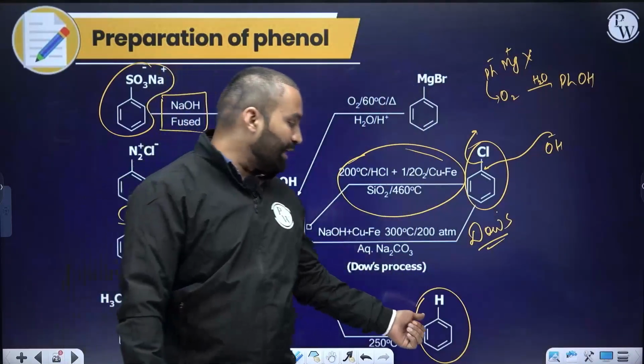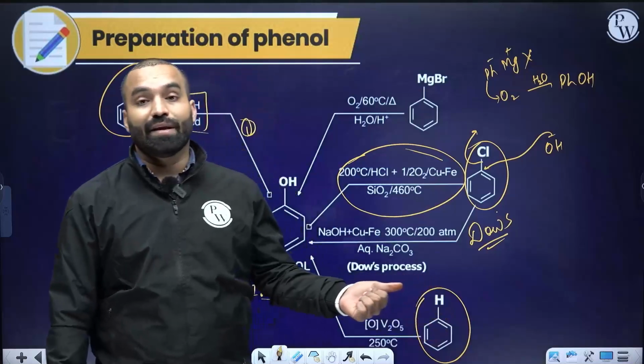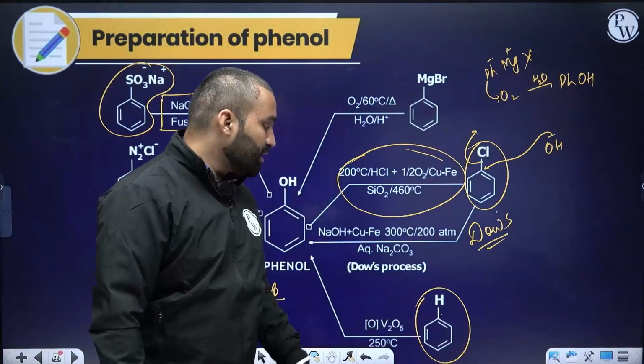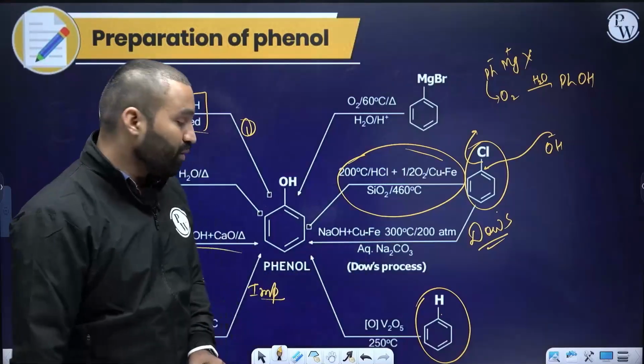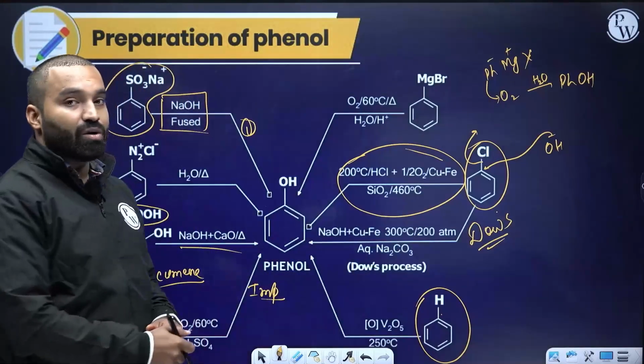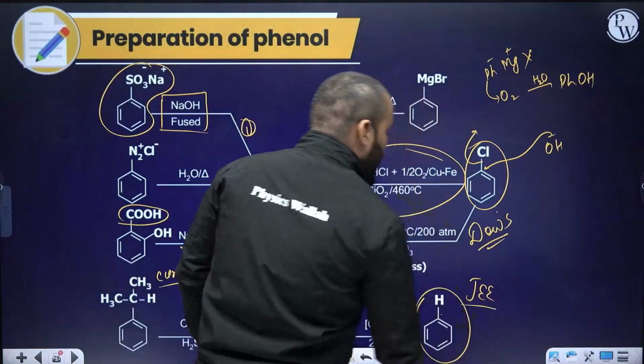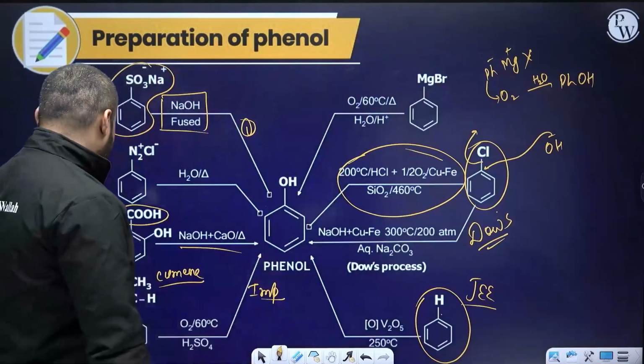Why? Because hydrogen of the benzene ring is not very reactive. So you can still oxidize it. You can insert oxygen here in the presence of V2O5, vanadium pentaoxide. This was a question asked in JEE once. This will be asked in your board also. You can write it down.